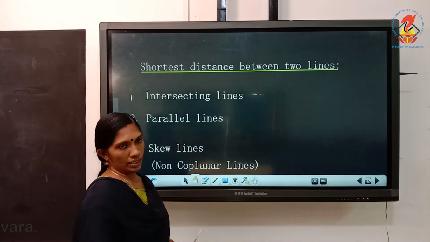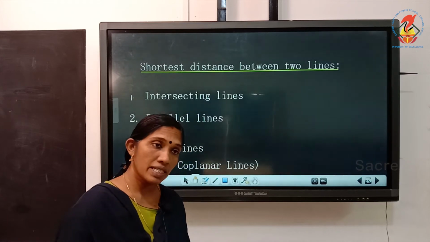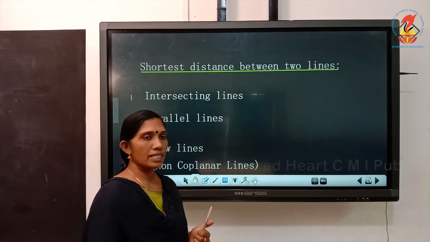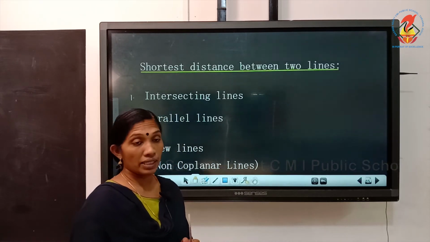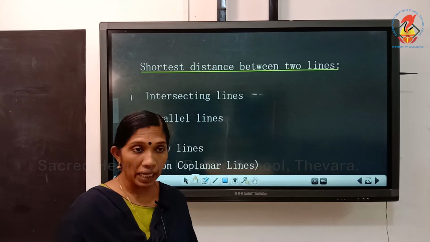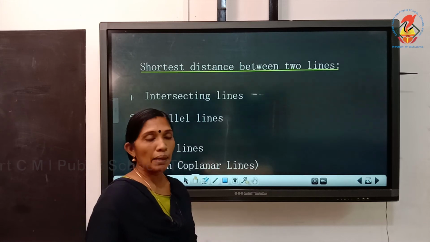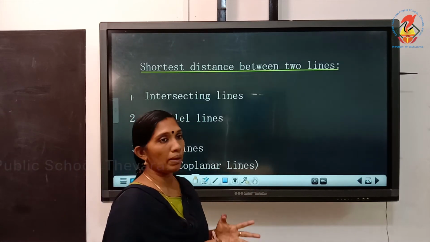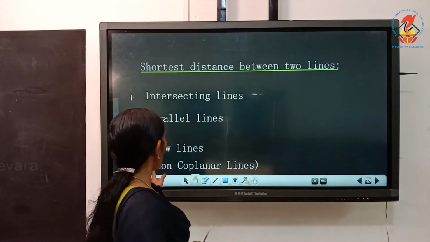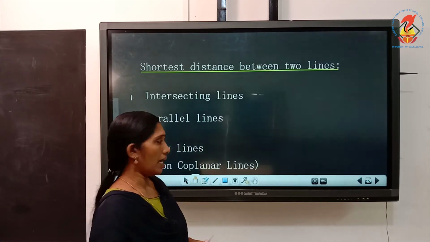Now what about skew lines? Skew lines means in space there are lines which neither intersect nor are parallel. In a two-dimensional plane, the lines are either intersecting or parallel, only two cases. But in space, there are some lines that never intersect and at the same time are not parallel. Such lines are known as skew lines. So they never lie on the same plane. If two lines lie on the same plane, then either they are parallel or they will intersect. Since they do not lie on the same plane, they are known as non-coplanar lines.